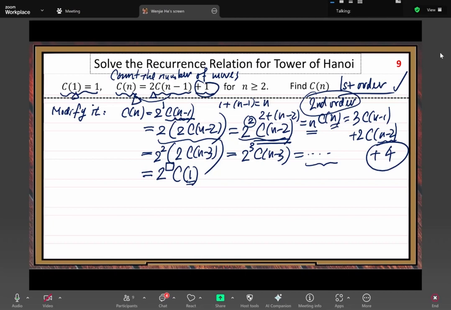Can we say it should be, oh, sorry. Can we say it should be n minus 1, right? Oh, sorry. It should be 2 to the n minus 1, C of 1, right? Okay, all right. C of 1 is given, so it is 2 to the n minus 1. We find a solution in this way.